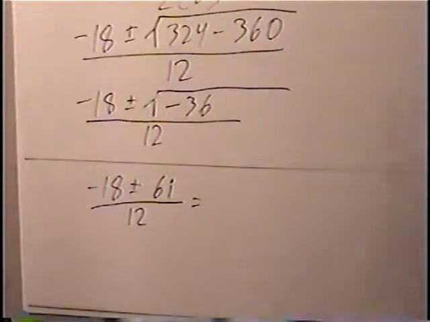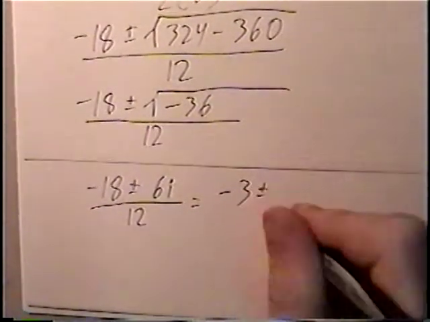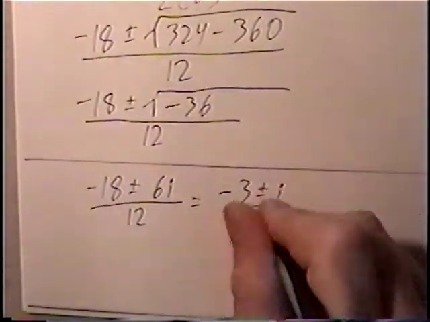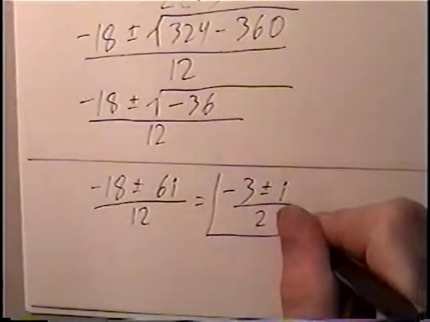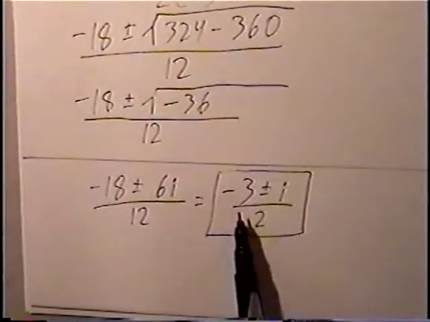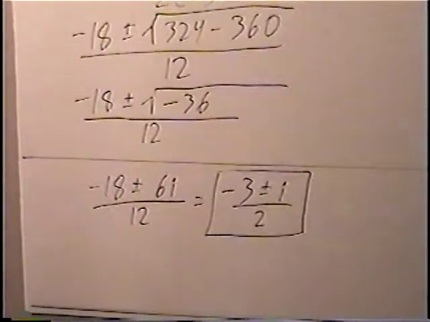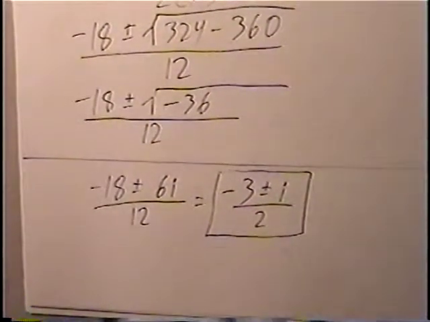And last step, reducing fractions, 18, 6, and 12. We can divide each of these by 6. So we'll have negative 3 plus or minus i divided by 2. So the imaginary zeros for the original function, this is 2 imaginary zeros, negative 3 plus i divided by 2, and negative 3 minus i divided by 2.